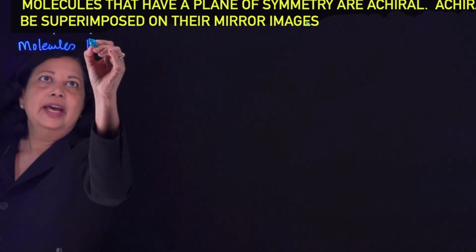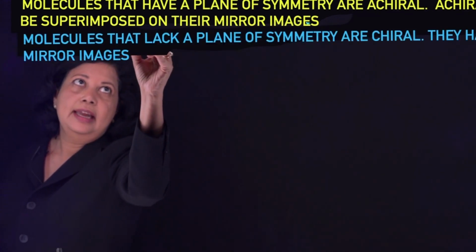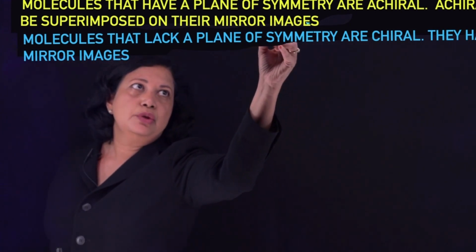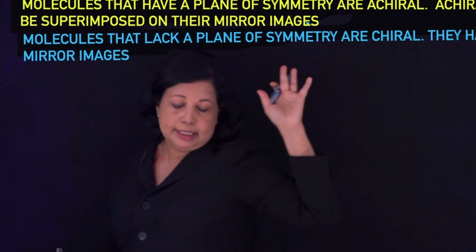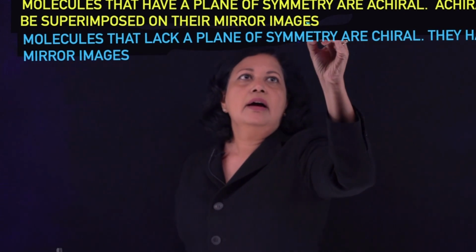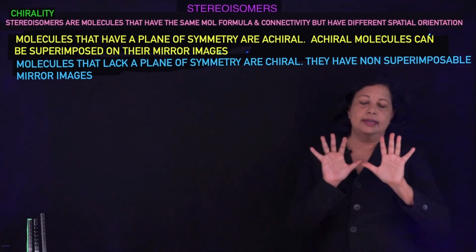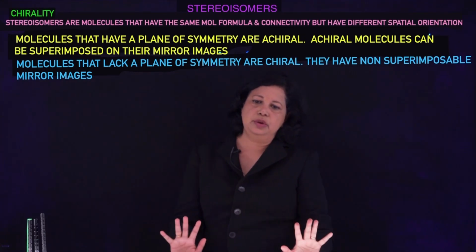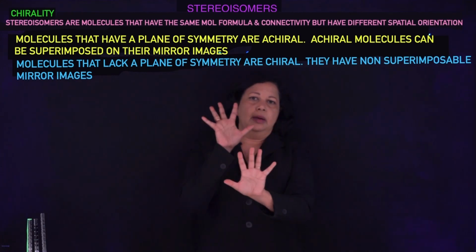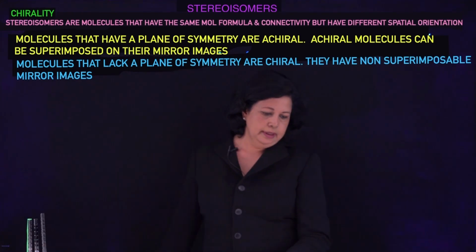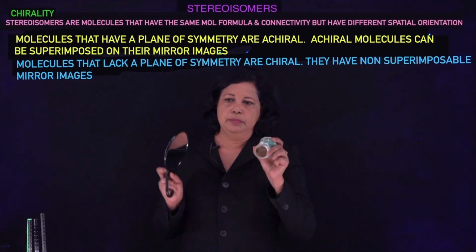Molecules that lack a plane of symmetry, so you shouldn't have a plane of symmetry in the entire molecule or the entire object, are chiral. It comes from the word chi, which is the handedness. So you can't really superimpose this on top of this, you see? They are non-superimposable. Their mirror images are non-superimposable.